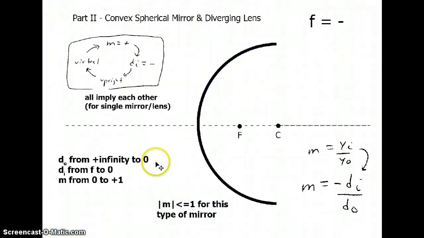So we converge on plane mirror behavior as DO goes to 0, DI goes to 0, and the magnification merges on +1. Now, if you can understand that and kind of get the gist of a convex spherical mirror, you've already understood the diverging lens. The diverging lens is exactly the same thing, except the light passes through because it's a lens, instead of bouncing off because it's a mirror. So let's take a look at that.